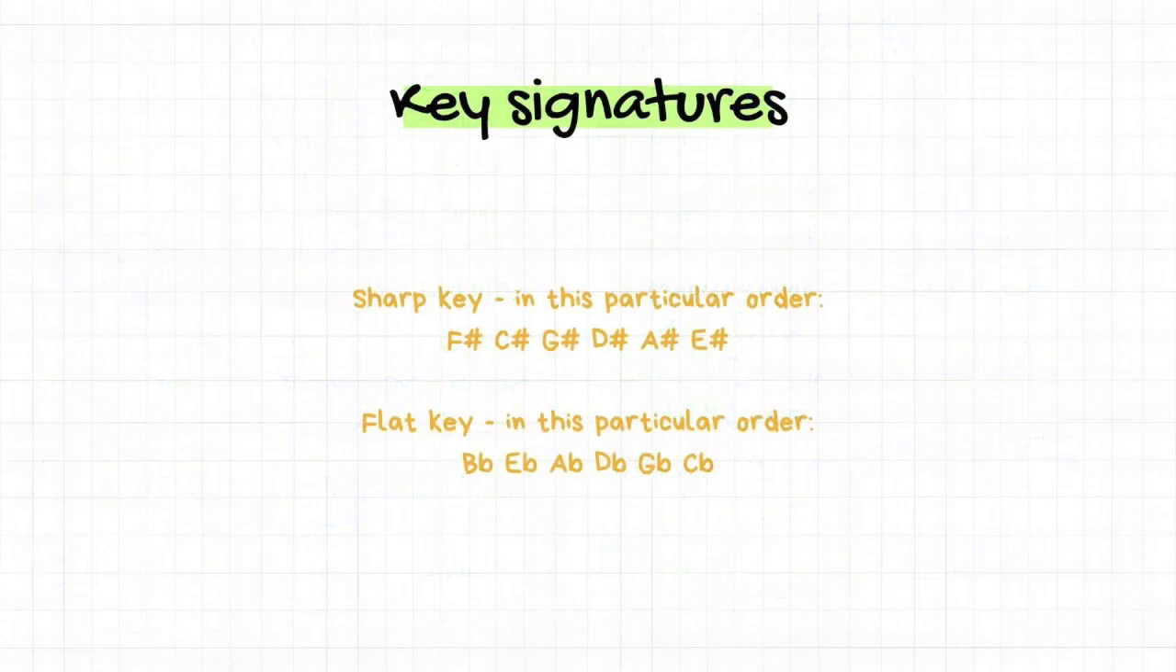And let's talk about key signatures. The sharp key has to be in this particular order, starting from F sharp, C sharp, G sharp, D sharp, A sharp, and E sharp. And the flat key also has to be in this particular order, starting from B flat, E flat, A flat, D flat, G flat, and C flat.